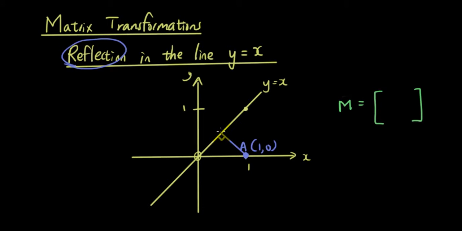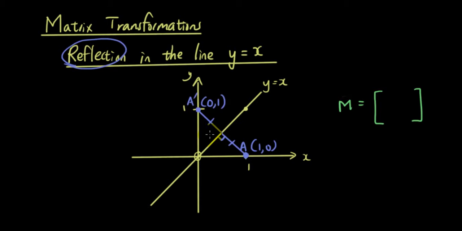If we keep going and extend this line by the same length, so this line has the same length as this line, then we will travel to the same point on the other side, which is 0, 1. And this will be A dash.